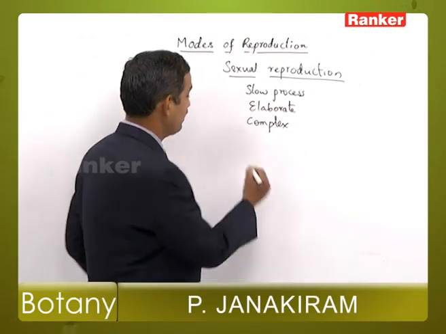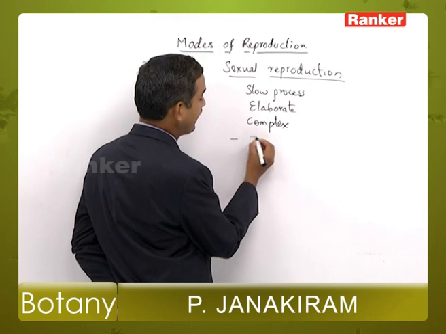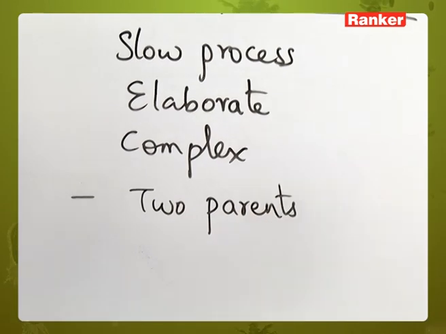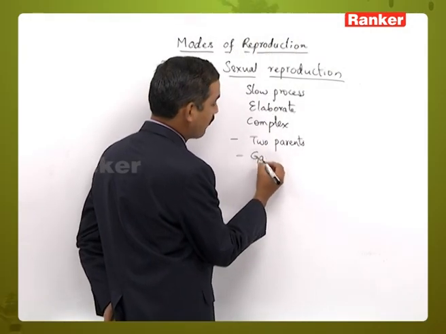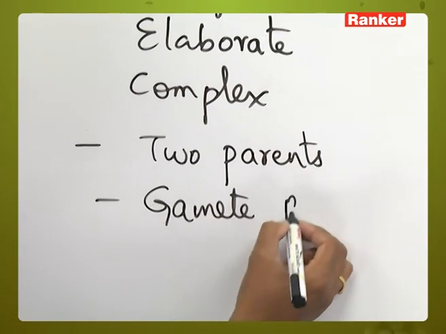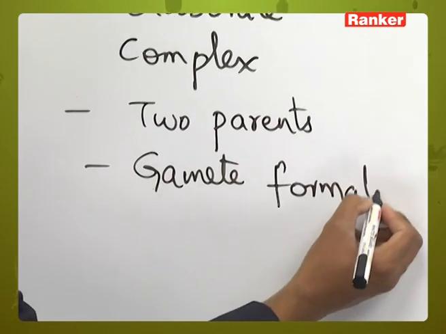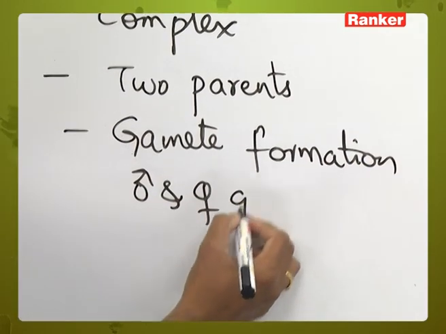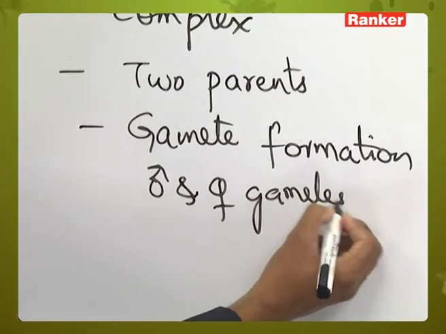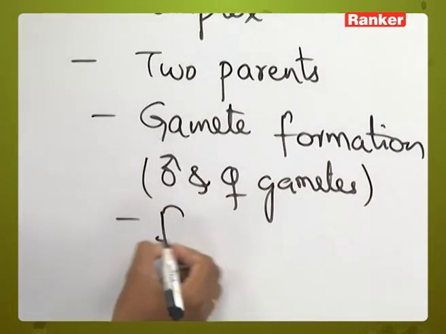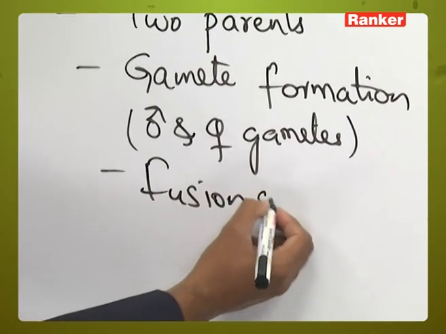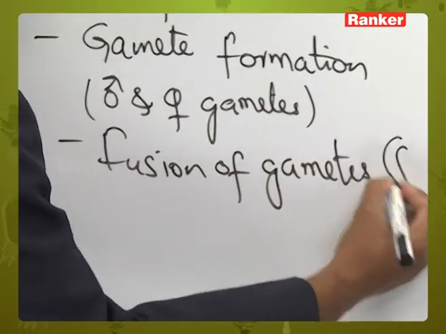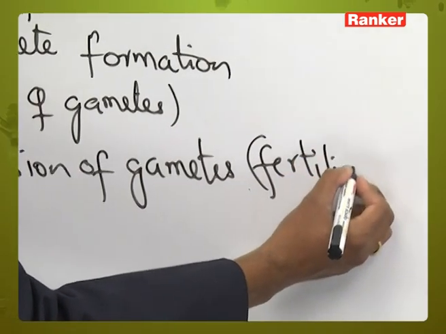And here, generally two parents are required for this process, and gamete formation is present. Two types of gametes are formed, male gamete and female gamete. At the same time, fusion of gametes takes place. That is what we call the fertilization process.